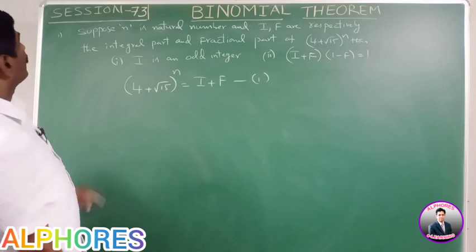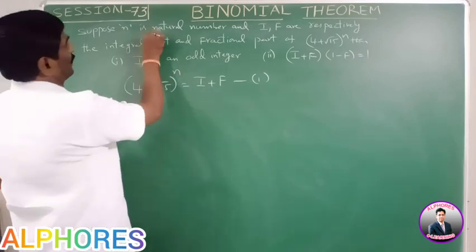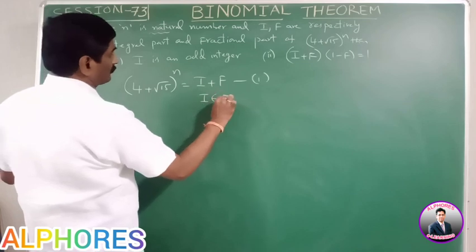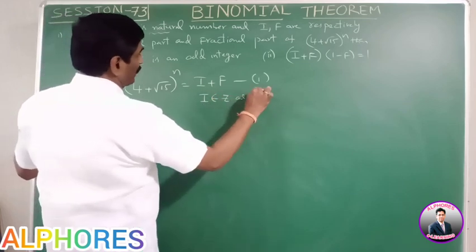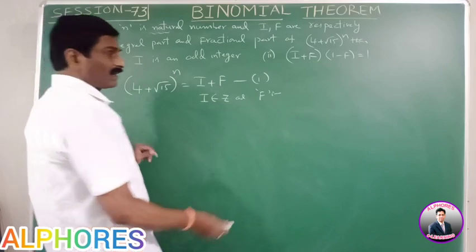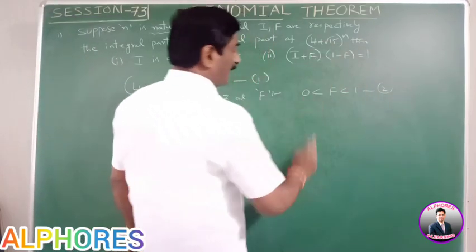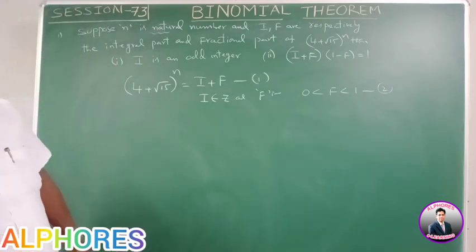Here, what is the value? From the given, n is a natural number and I belongs to Z, an integer, and f is the fractional part. What is the meaning of fractional part? 0 less than f less than 1. It is equation number 2. Any doubt in this value? 0 less than capital F less than 1.